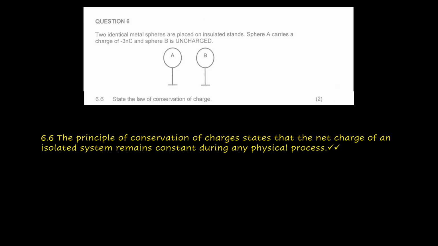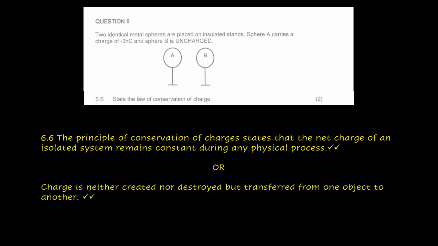So a physical process, as we saw previously in question 6.6, can involve two spheres just touching. That is a physical process. So they are telling you that the charge there remains constant. The net charge, that is the total charge, remains constant. Or somebody else may say that this simply means that charge cannot be created or destroyed. But what happens, as we saw with the previous examples, is that charge can just be transferred from one object to another.